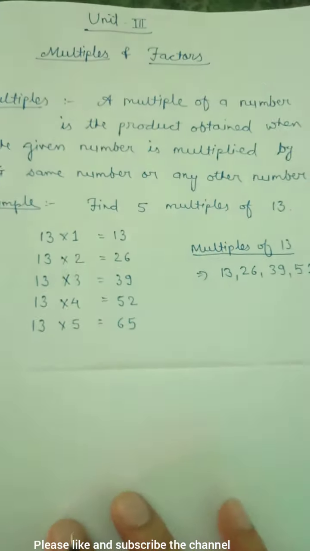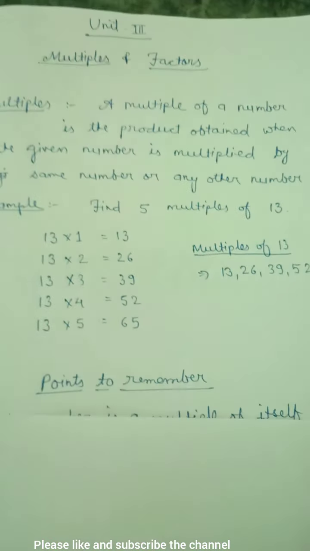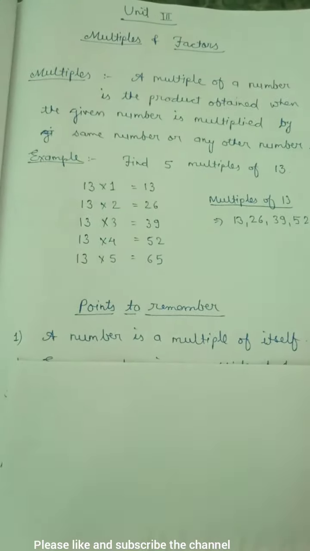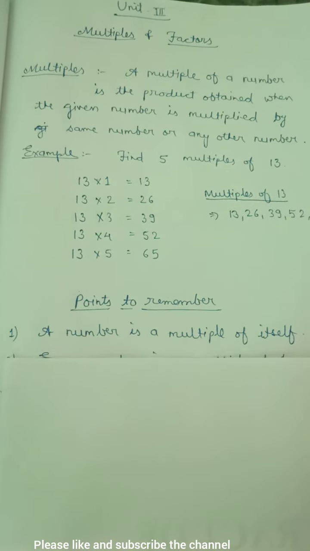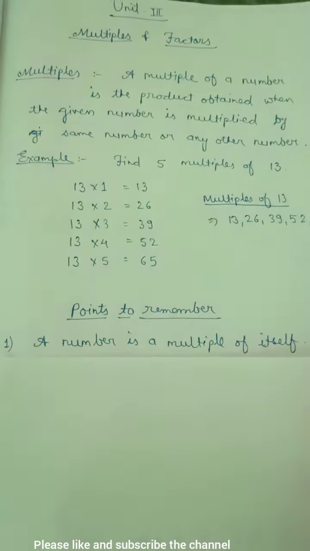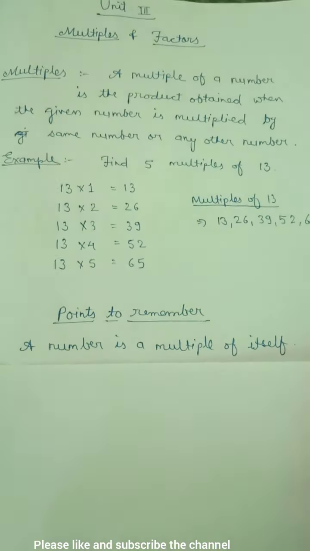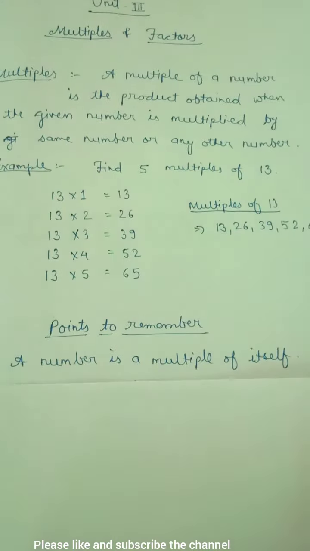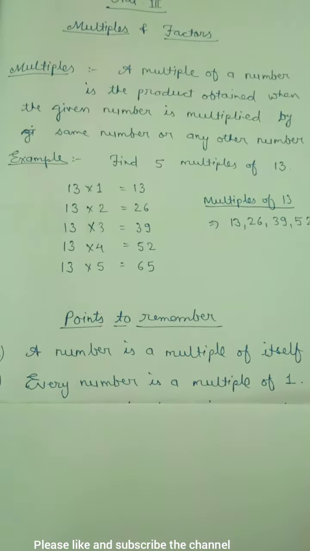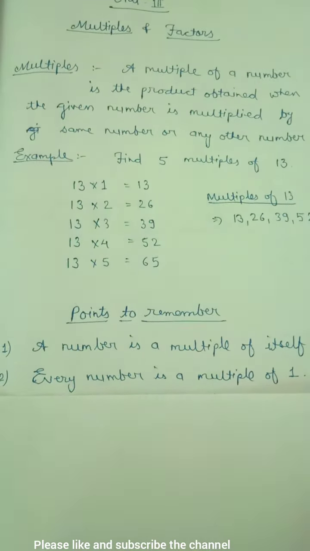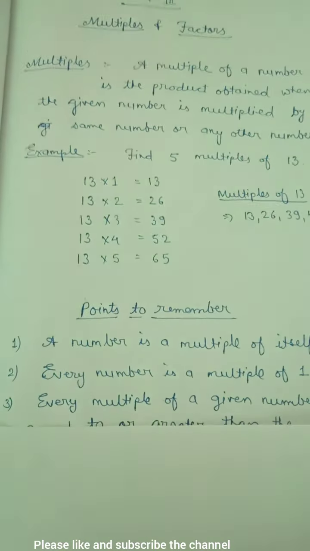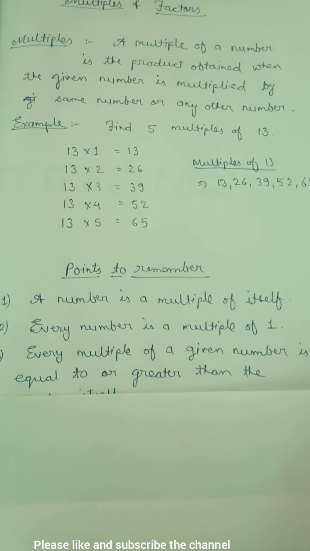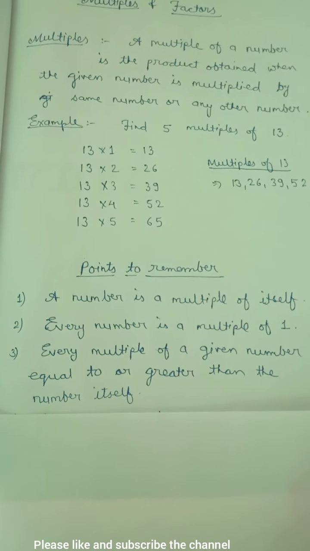Now some important points about the multiple. First point, a number is a multiple of itself. We can see here 13, we had to find multiples of 13 and our answer is also 13, means a number is a multiple of itself. Second, every number is a multiple of 1. Then third, every multiple of a given number is equal to or greater than the number itself.